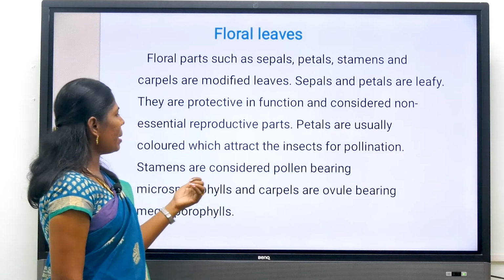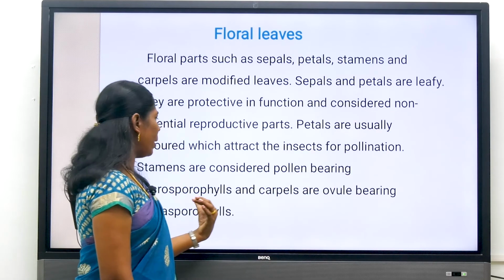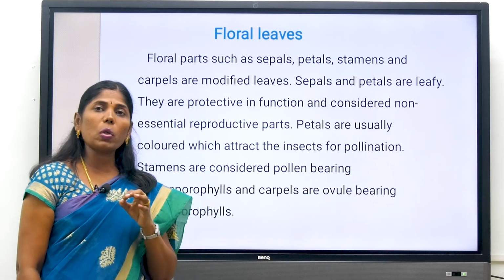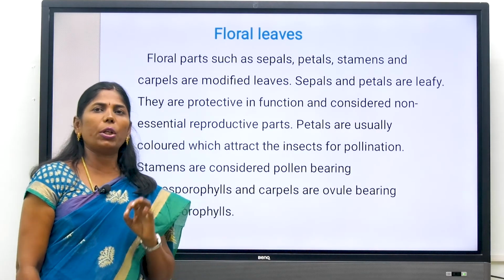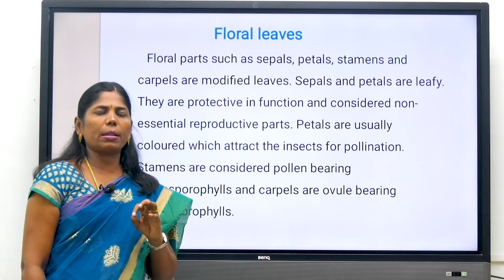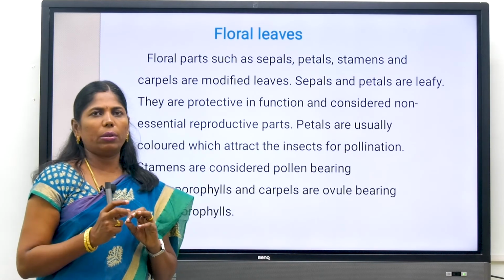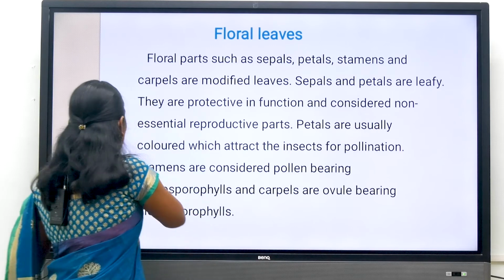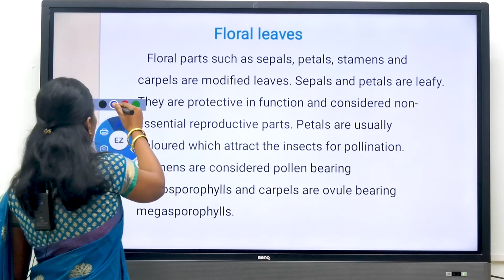Okay, the stamens are considered pollen-bearing microsporophylls. Microsporophyll is something we studied in the pteridophytes. Actually, the leaves consist of sporangia. We already studied this in the pteridophytes, so once again we have to recall those structures.